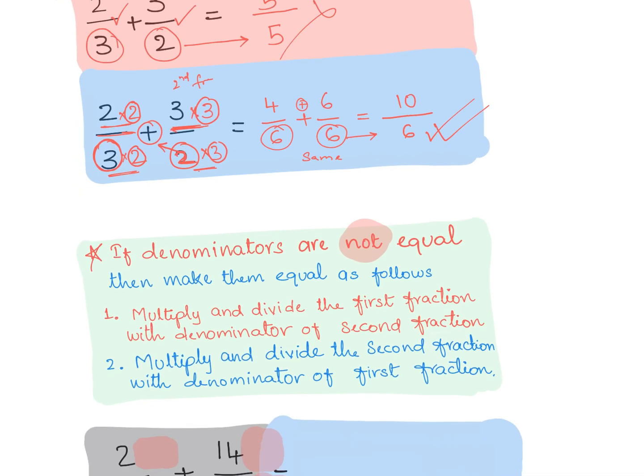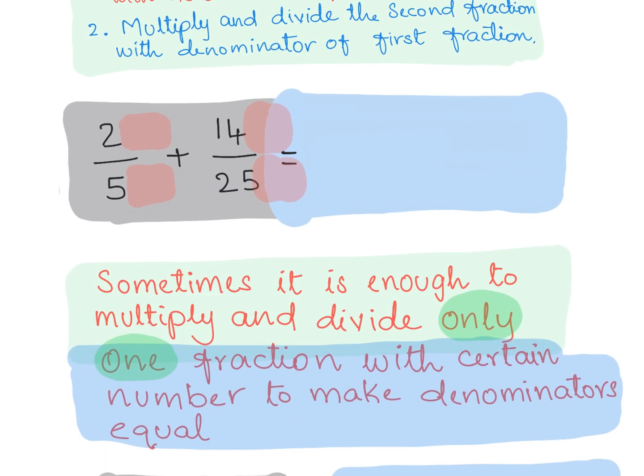Let us move ahead to the next problem. So we have a problem over here, 2 by 5 plus 14 by 25. Here, are the denominators same? No. Therefore, as per the rule, this 25 is to be multiplied and divided with the first fraction. So into 25 on the upper side, and by 25, right? And then the denominator of the first fraction is to be multiplied and divided with the second. So into 5 and by 5, right?